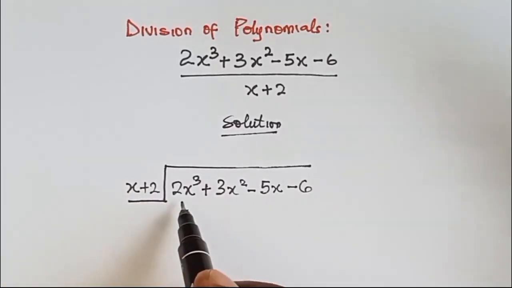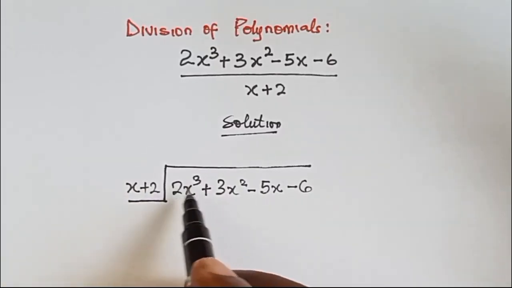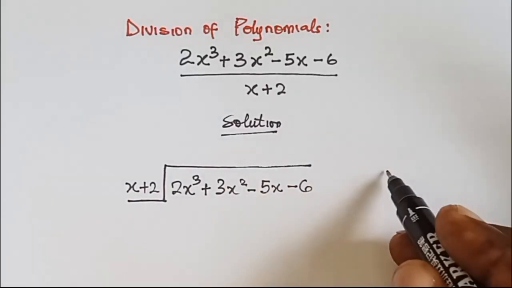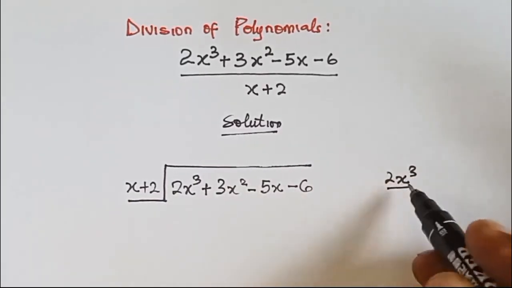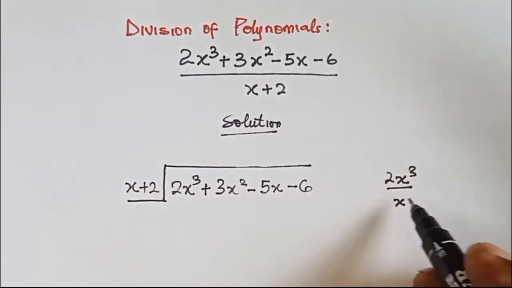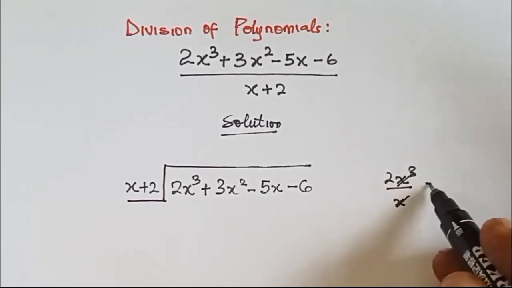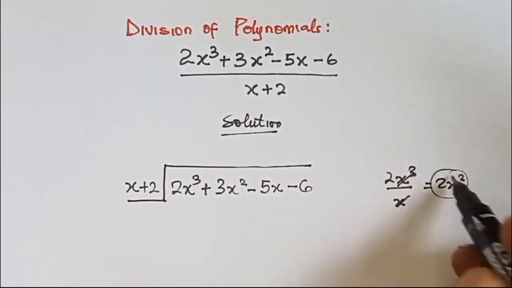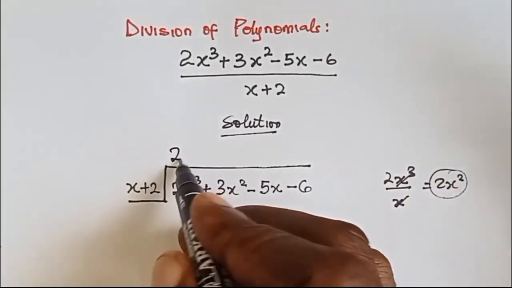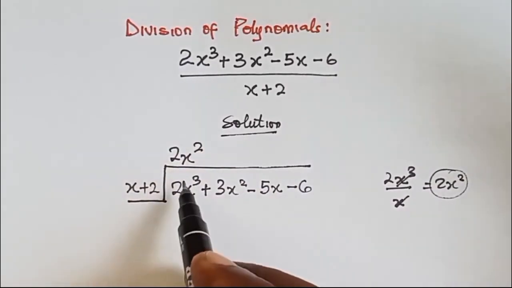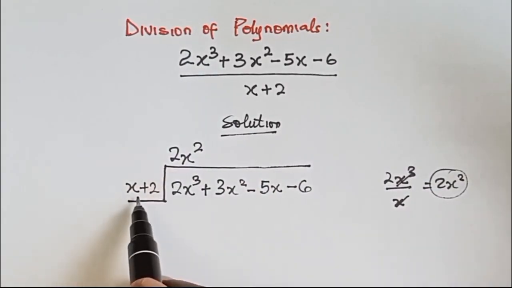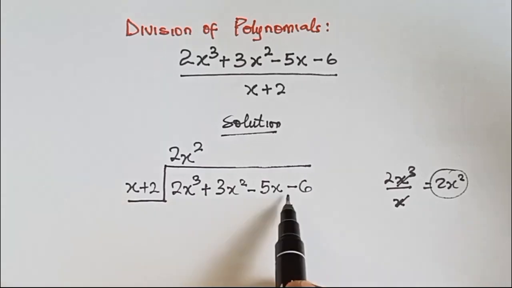Alright, so what we do first is we are going to divide 2x raised to power 3 by x. That is, we have 2x raised to power 3 divided by x, and then x cancels x here. We have 2x squared. Alright, so we're going to write the 2x squared here. Now we're going to multiply this 2x squared by x plus 2. Okay, this is our divisor, this is our dividend.